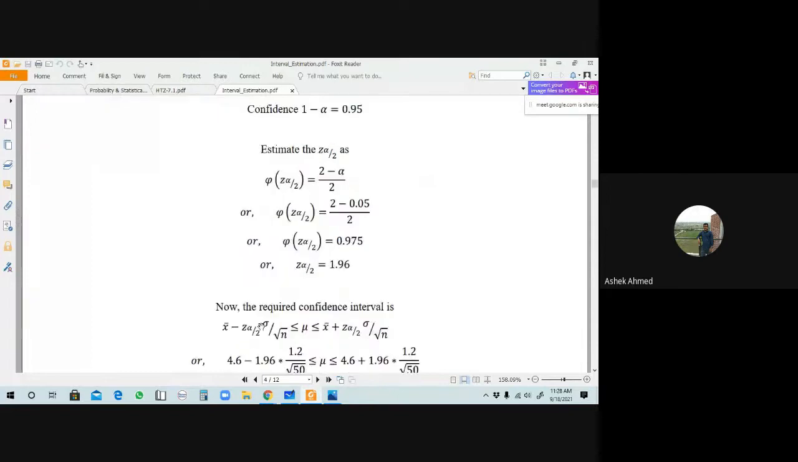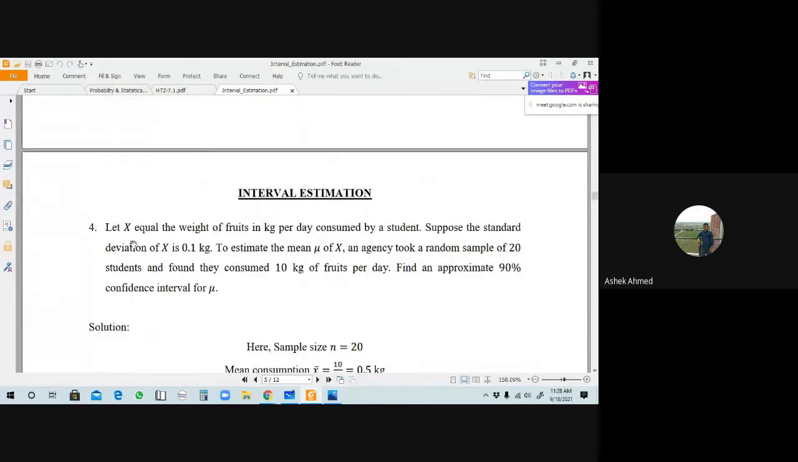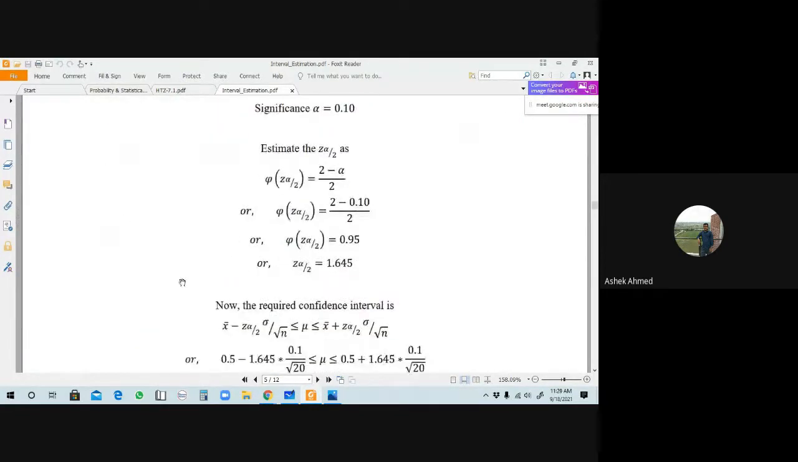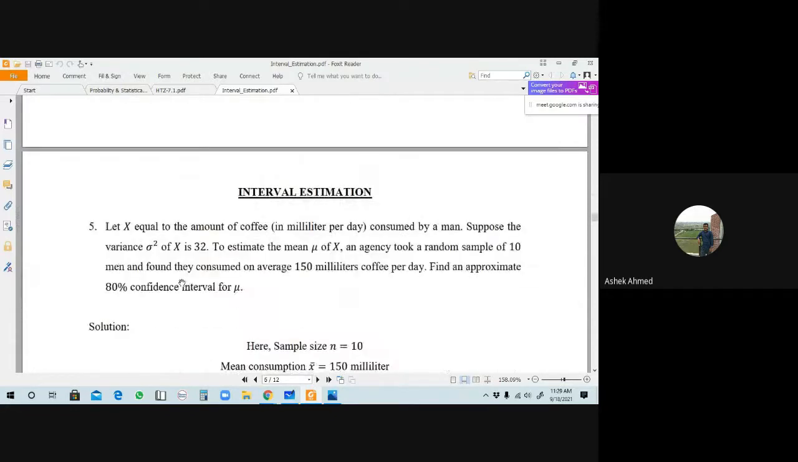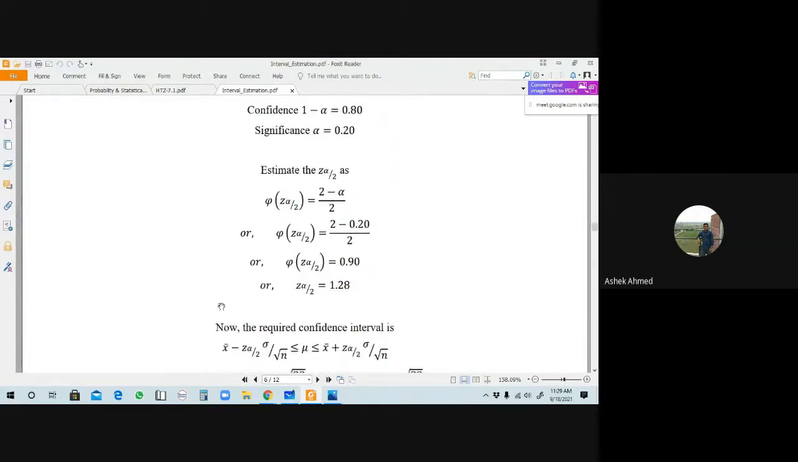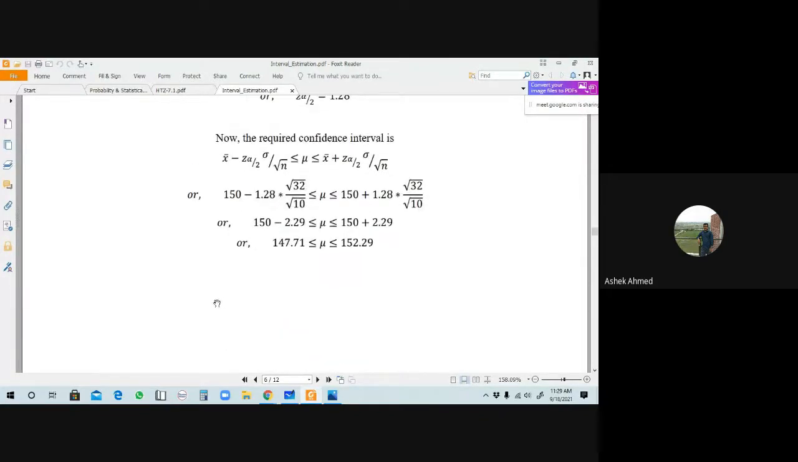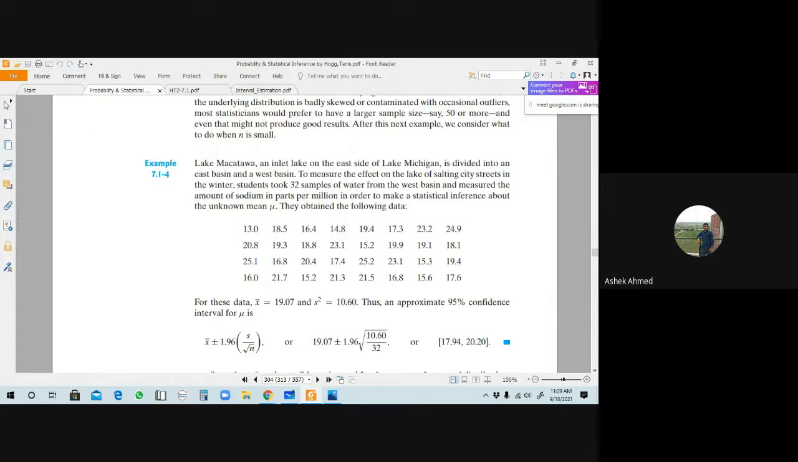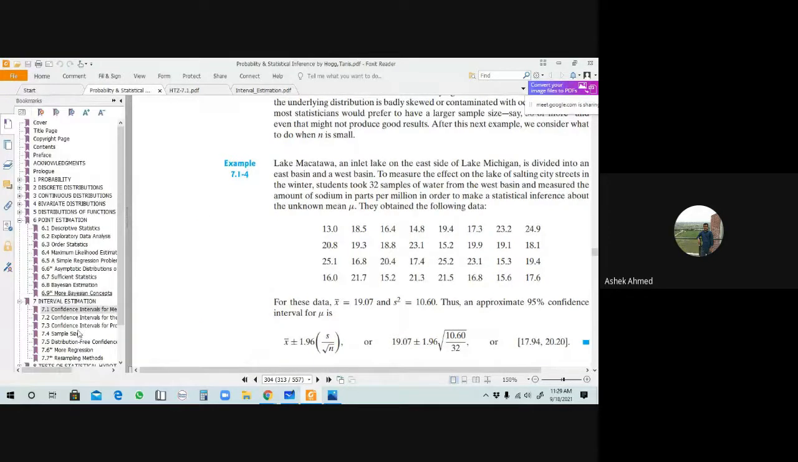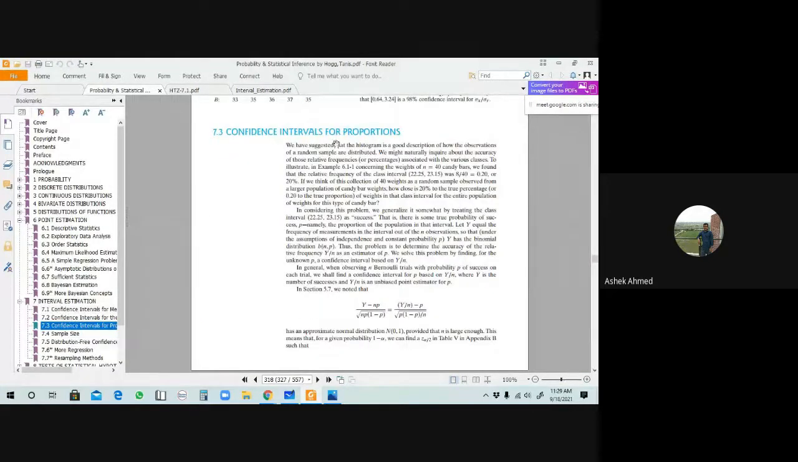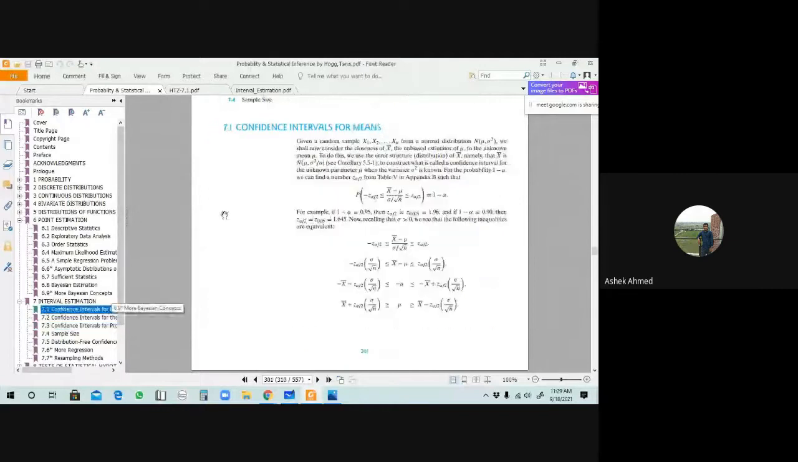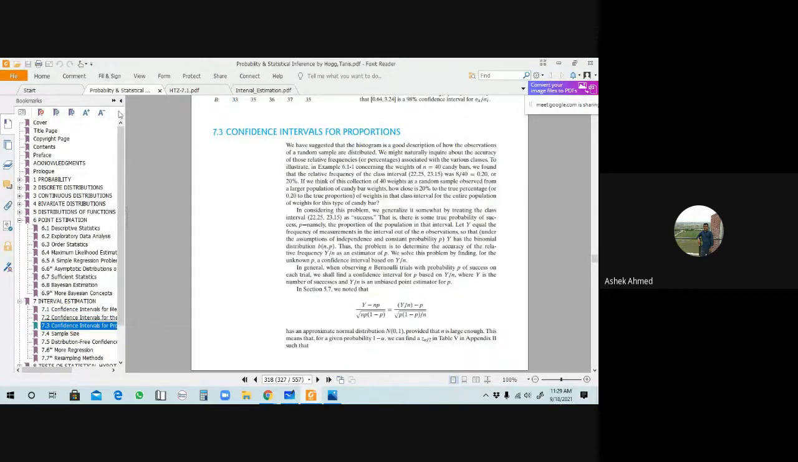Problem number 3, 4, and 5 also. Okay, so we will do mathematics and practice problems 1 to 5 in this way. Now we will go to the next topic. This is a similar type of topic, but the name of the topic is confidence interval for proportion. The earlier one was confidence interval for mean, now it has become confidence interval for proportion.